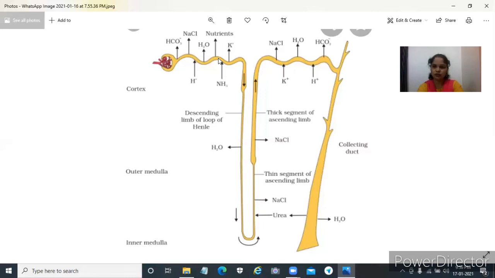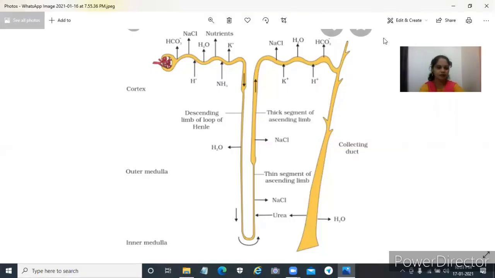Now the low threshold substances like water, sulfates and nitrates can be absorbed due to the concentration gradient, meaning they move from higher concentration to lower concentration with the help of simple diffusion. So this is about selective reabsorption or tubular reabsorption.